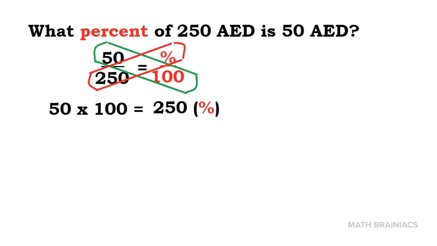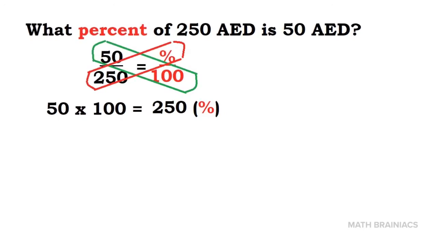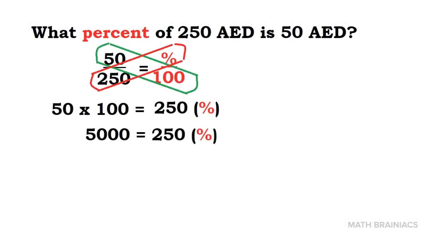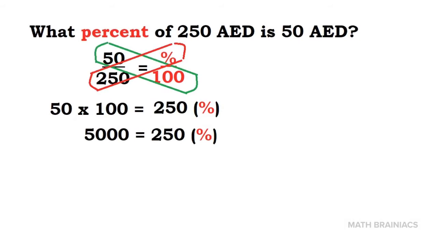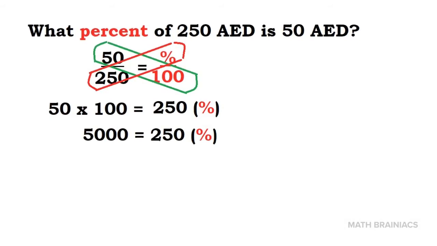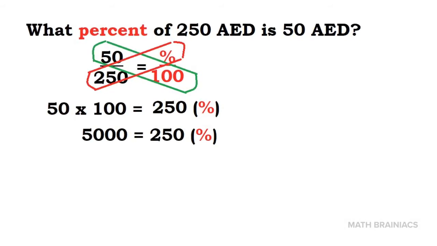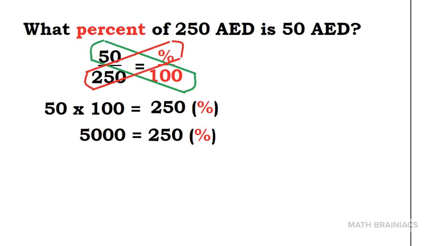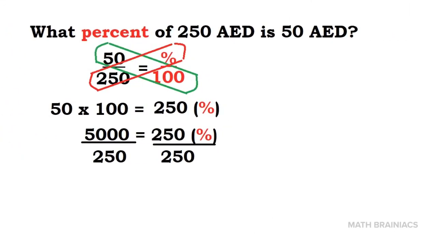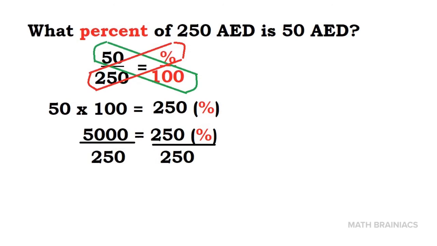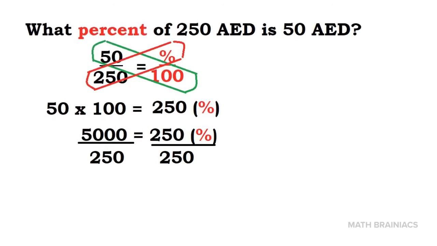which will be equal to 250 times the percentage. To simplify 50 times 100, it will give us 5,000, which is equal to 250 times the percentage. Let us divide both sides by 250 so that we can eliminate 250 on the right side.